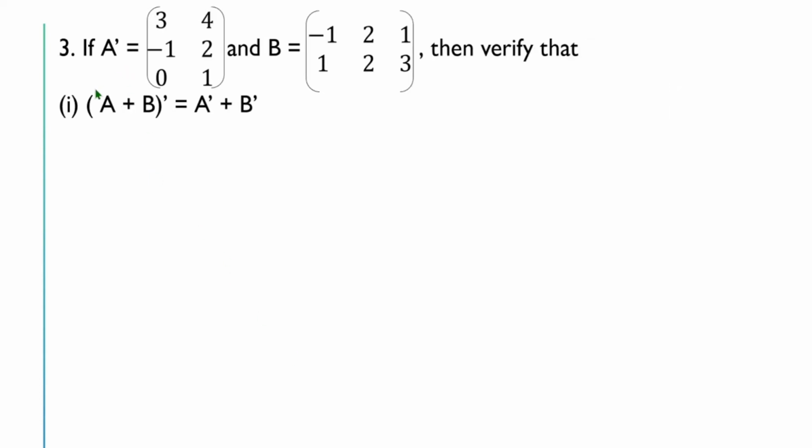Next question, if A transpose is equal to 3, 4, minus 1, 2, 0, 1 and B is equal to minus 1, 2, 1, 1, 2, 3, then verify that A plus B the whole transpose is equal to A transpose plus B transpose. Here they have given A transpose, so let us write A and keep. So A will be equal to, we have to interchange the rows and columns. So A will be equal to 3, minus 1, 0, 4, 2, 1.